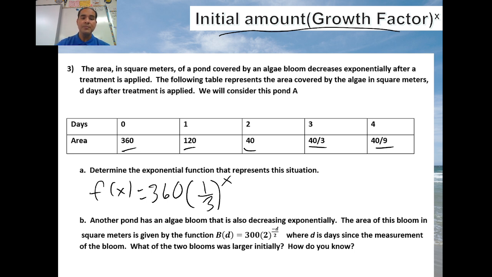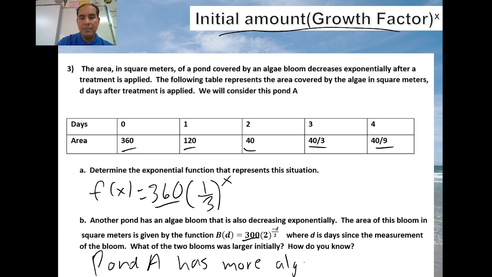How do you know? Well, the initial amount of algae on the first bloom, which is A, is 360. I could tell from the table and from what I used when I created the function. Here, the function tells us the initial amount, it is 300. So we'll say pond A has more algae. And you have to tell me, how do you know? 360 versus 300.